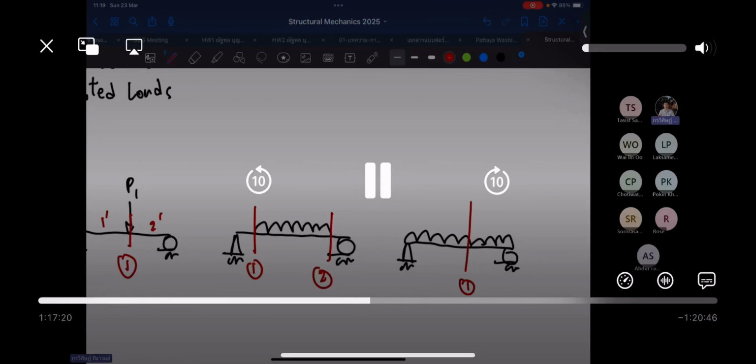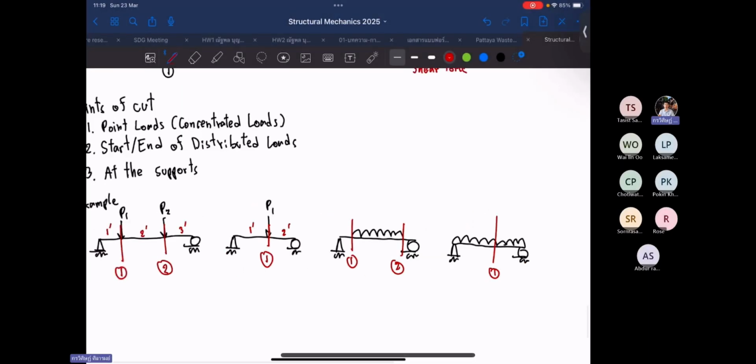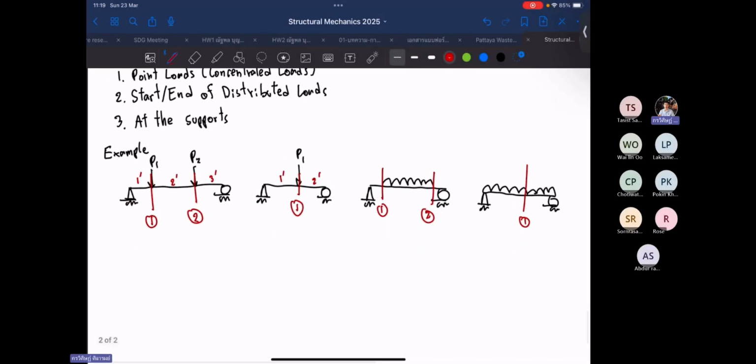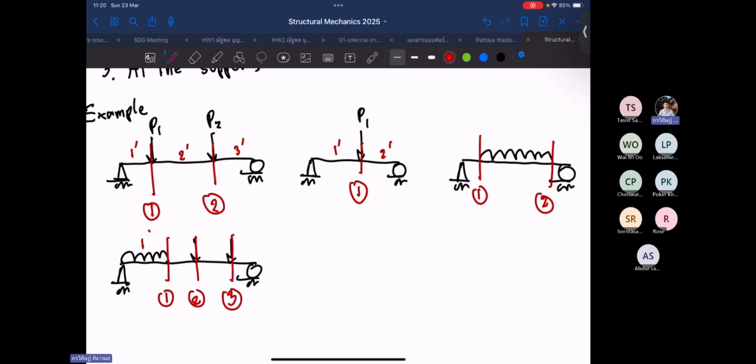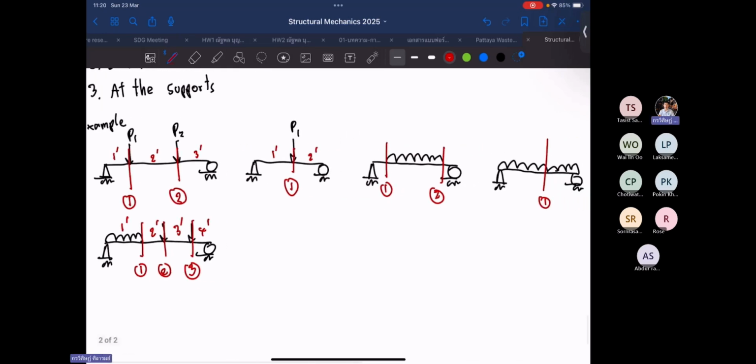Special case, anywhere, just one time. And if you have combined load, you can use the same principle. For example, we have distributed load over here and we have point load there. So first time you cut here, second one here, and third time here. Then you will have 4 pieces of beam to work with. So on and so forth.